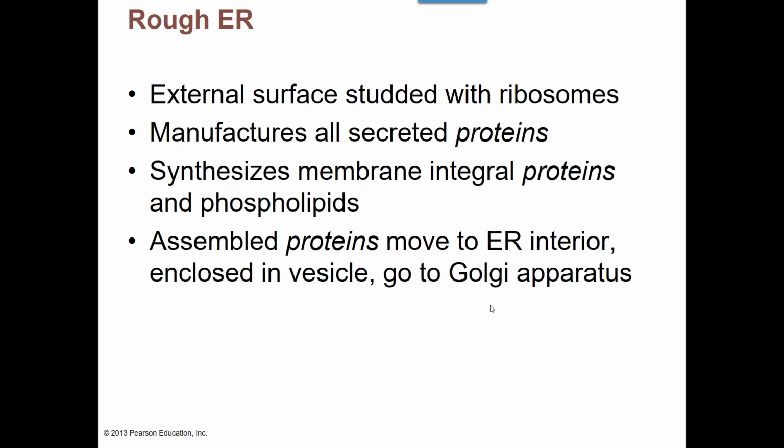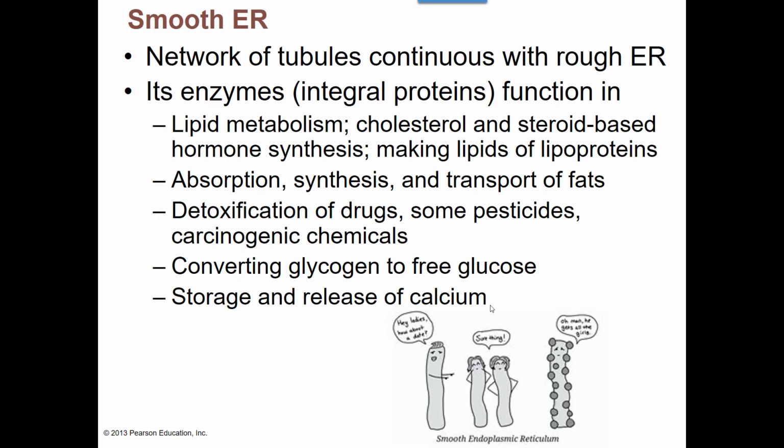Now the smooth ER, which has absolutely no ribosomes whatsoever, has no function with proteins whatsoever. Instead, it's got a lot of different, very unique functions. A lot of them seem to be lipid driven. And so it does some lipid metabolism, breaking down and making different types of lipids. And it can help make cholesterol, it can help make some steroid-based hormones. It can make lipoproteins, it can help with absorption, synthesis, and even moving of fats, which are lipids.